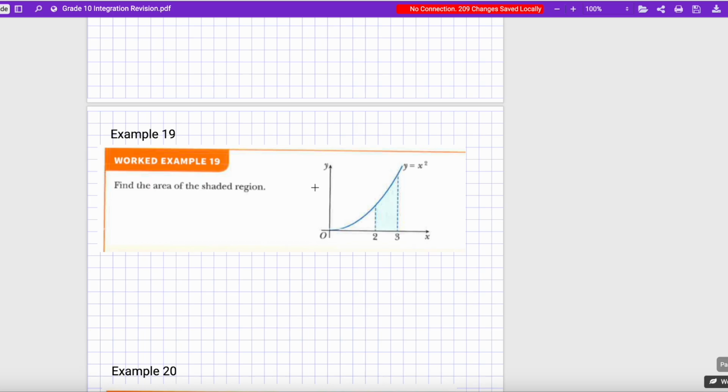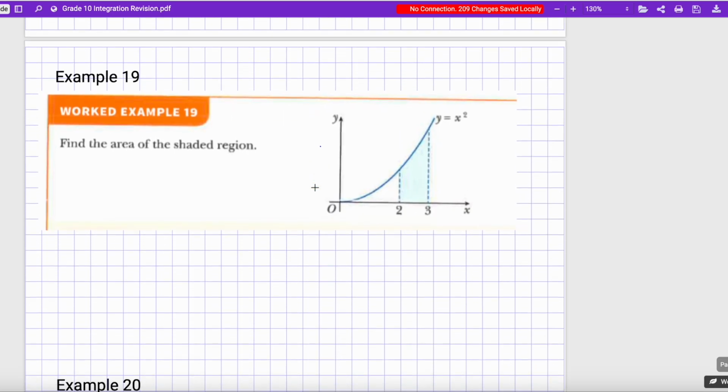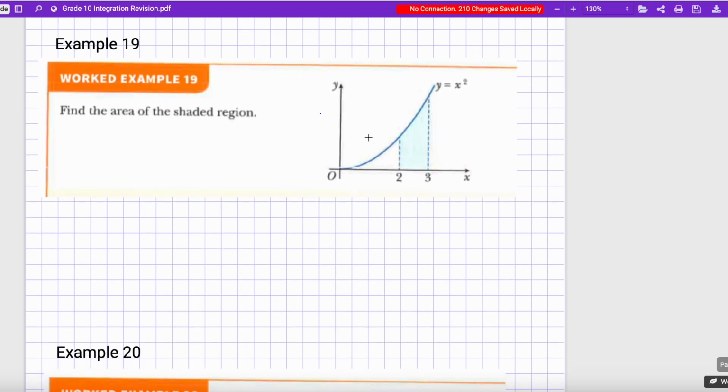Let's look at example 19. We want to find the area of the shaded region. Basically, we need to integrate x squared, from 2 to 3. So we can say the area is equal to the integral from 2 to 3 of x squared dx, again bounded by the x-axis. So we evaluate that. That would be x cubed over 3 from 2 to 3. And we work that out.